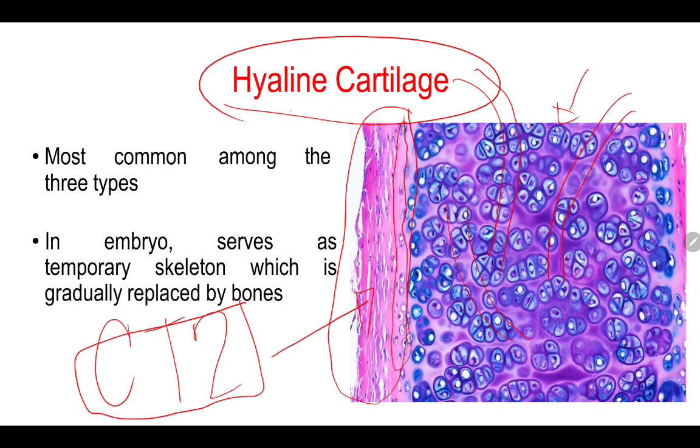So, tandaan, hyaline cartilage serves as a temporary skeleton which is gradually replaced by bones. And the reason for that is because it contains collagen type 2 that can be easily replaced by your blood vessels. Okay? So, ano pa yung pwede natin malaman sa ating hyaline cartilage?